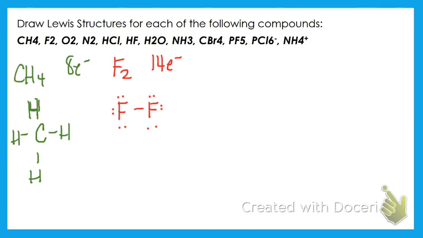Okay, so now we'll do O2. Oops. That's a fat O. That O had too many cookies. Okay, so O2. Let's try this again. How many valence electrons? Come on, we can do it. 12 valence electrons. Okie dokie.